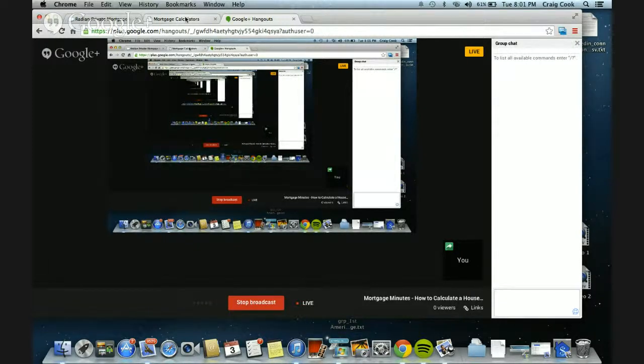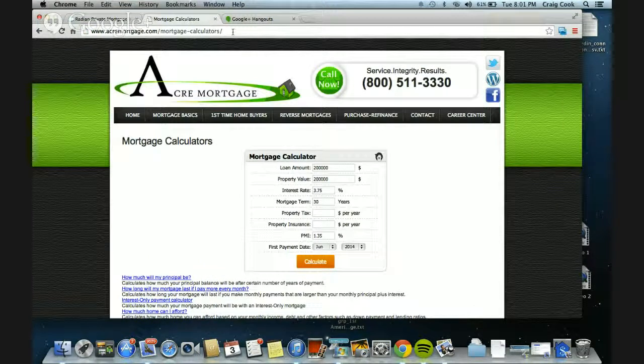So we're going to go to my company's website, acremortgage.com/mortgage-calculators. Or you can just go to acremortgage.com, highlight over this purchase and refinance button, hit mortgage calculators, and it'll take you to this page. All right, and we're going to go over our first example, which is an FHA loan.